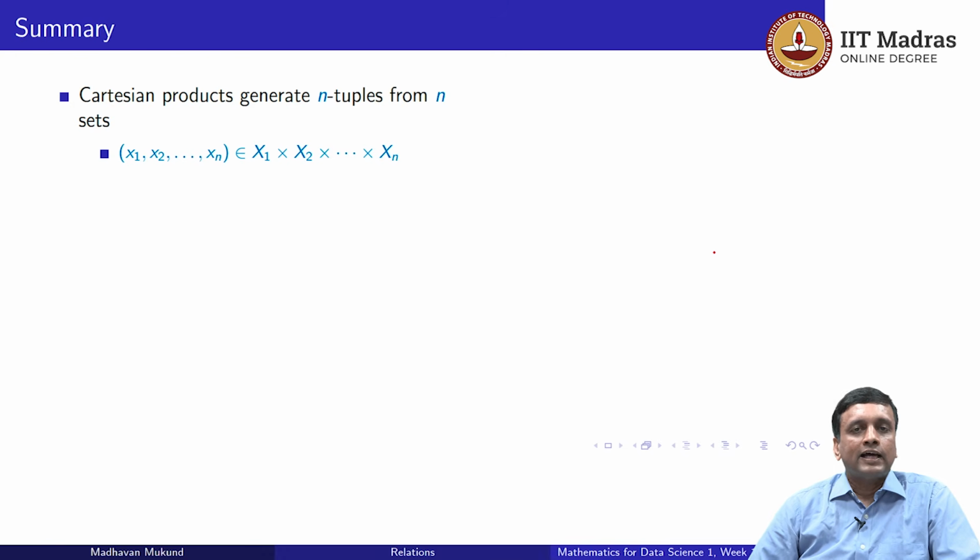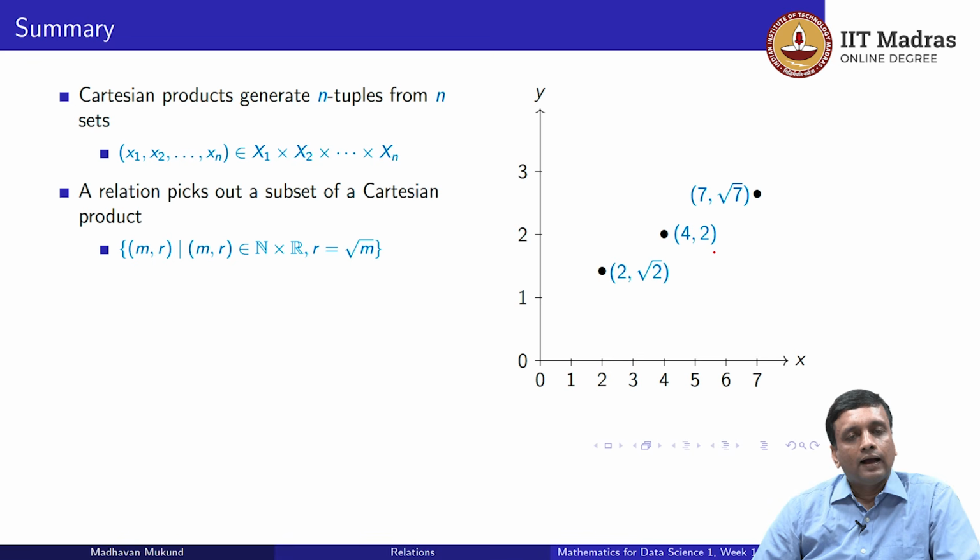So to summarize, as we have seen, a Cartesian product can generate n-tuples of elements from n sets. So if we have X1, X2 up to Xn, n sets, these can be different or the same. Then we can take one element from each set and form an n-tuple small x1, small x2 up to small xn. And when we now pick out some particular subset of these n-tuples, we get a relation. So for instance, if we take pairs from N cross R and we want the second element of the pair, the real number, to be the square root of the first element, then we get pairs (m, r) in N cross R such that r is the square root of m.